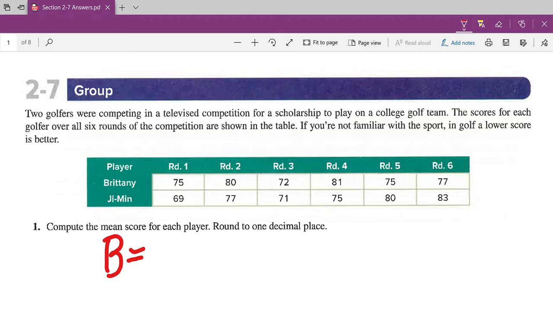Let's add Brittany's scores. She had a 75, plus 80, plus 72, plus 81, plus 75, plus 77. So Brittany's total score should be 460. Divide by six scores to give us an average of about 76.7.